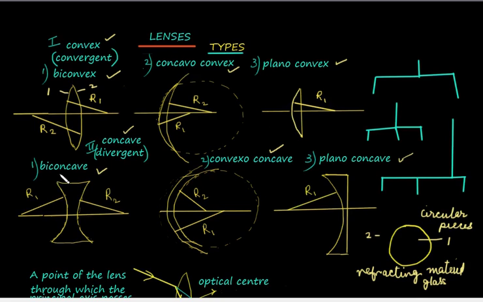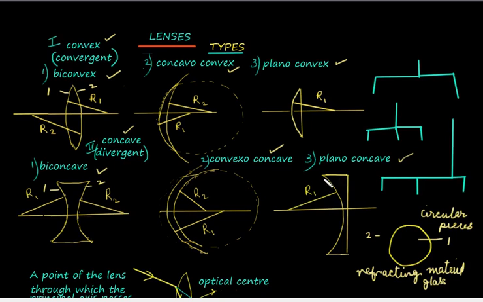Now coming to types of concave lenses. Biconcave lenses again have two surfaces curved inwards and these two curved surfaces are part of two different spheres. The central portion is thin and the margins are thick. This is surface 1 and this is surface 2. The radius of curvature for these two surfaces are shown here as R1 and R2.